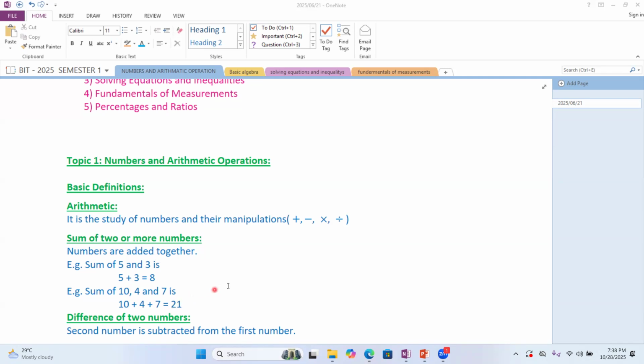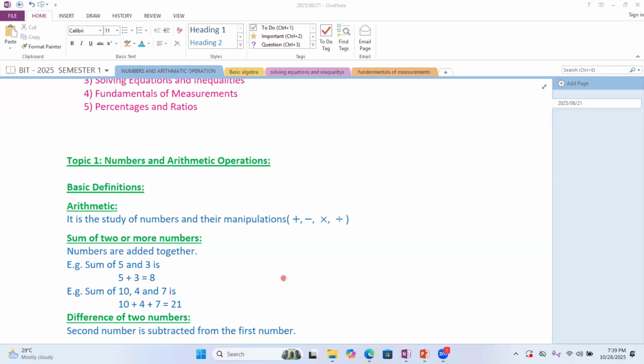Another example. For example, 10 plus 12 plus 17 plus 14, and so we add all those numbers and get the result, right? That is the sum of two or more numbers. Right? Next, the difference of two numbers and its definition.